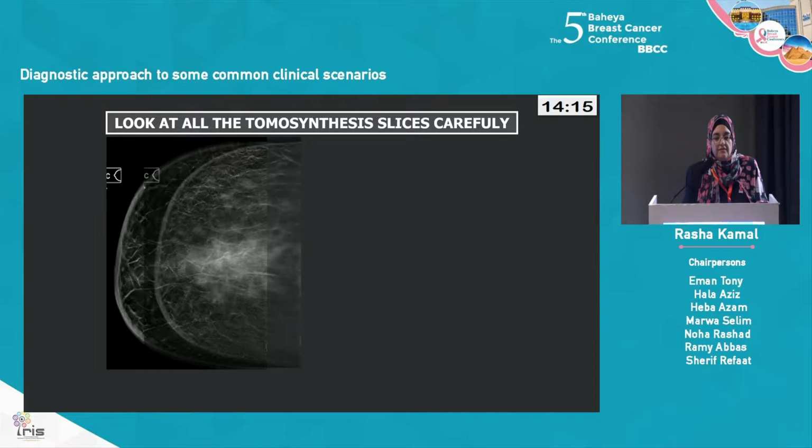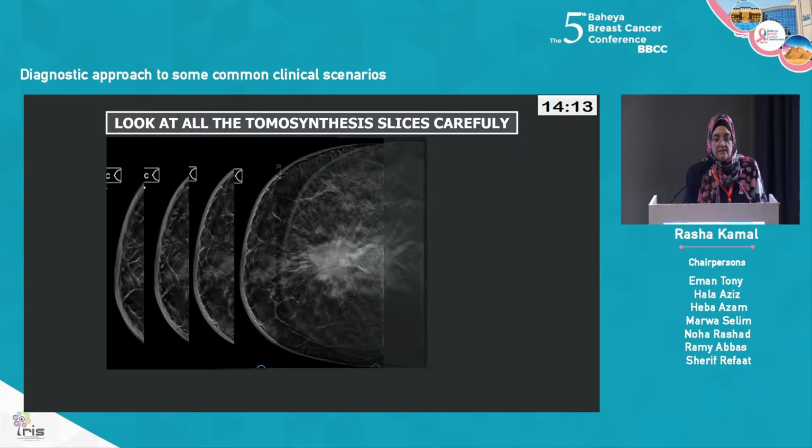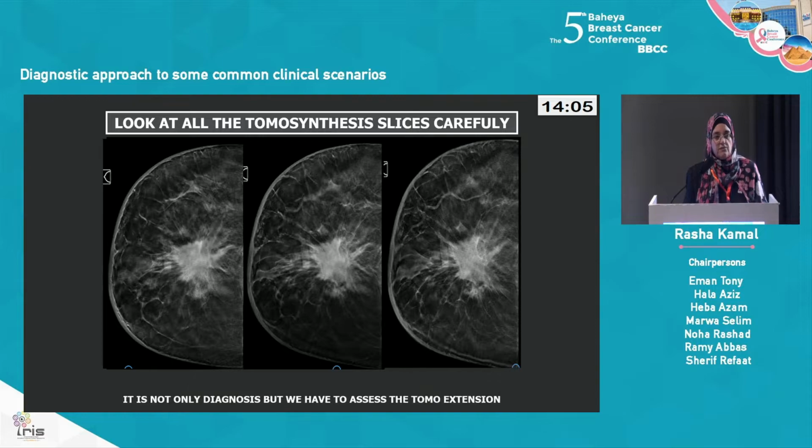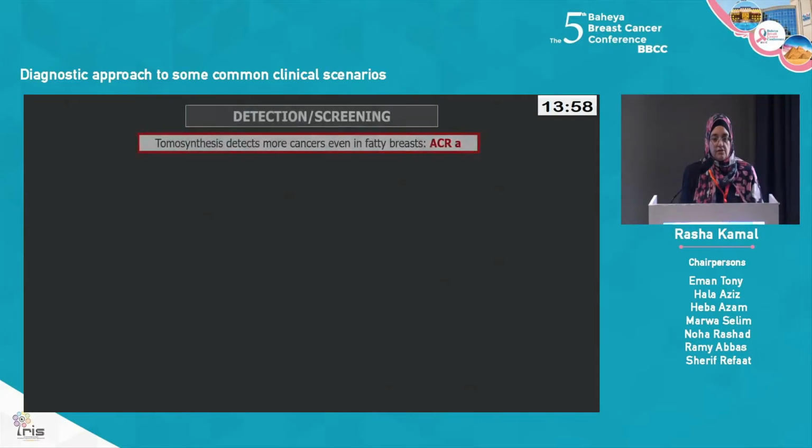We usually have many tomosynthesis slices. We look at all slices carefully, and then we choose the slices where the lesions are more apparent. We look at these slices and we start to characterize the lesions with no overlapping tissues hiding the lesion.